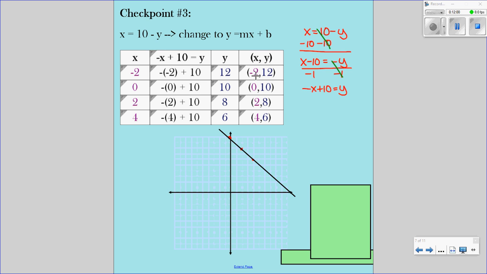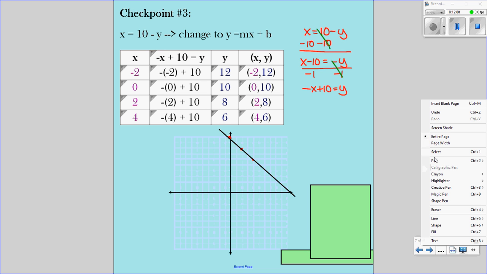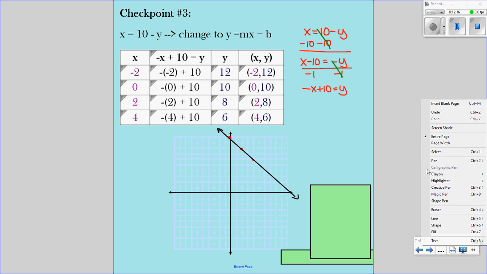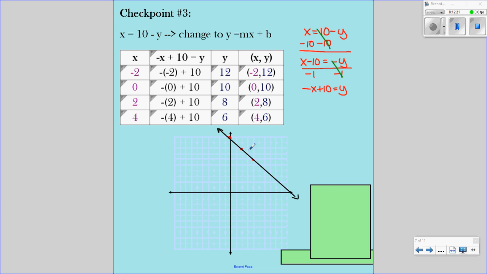And like I said, I couldn't plot a negative 2 and 12, but if I have 3 other points, I know that my line will pass through that point. And make sure your line is straight, not crooked, not curved, not weird, because if you have weird lines, you will get points off for that. Make sure your line is straight. And then again, use your original equation that was given from the beginning, not what you changed it to.